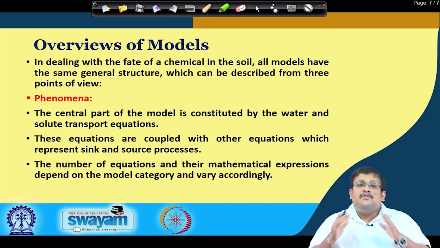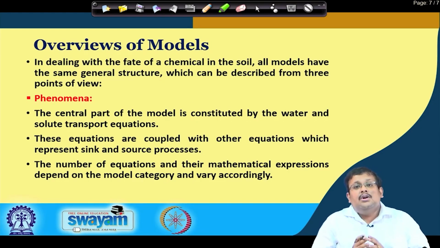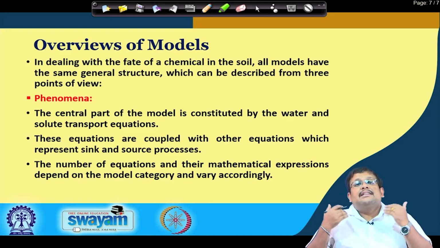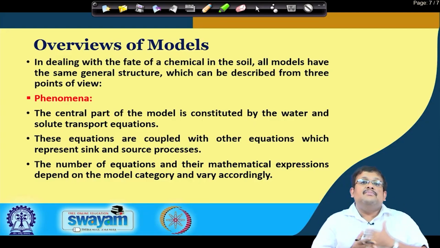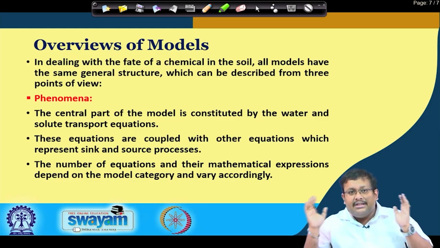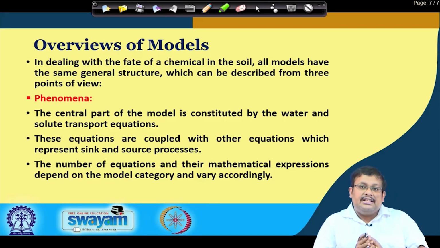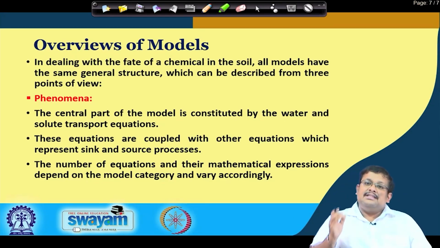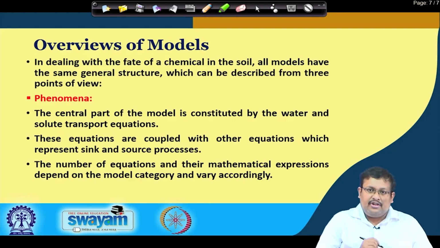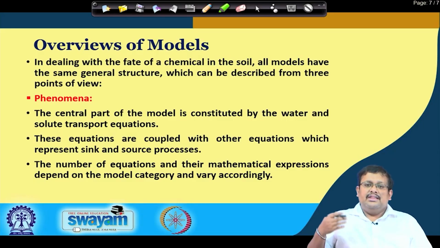Now, if we see the overview of the model, we also need to know that in dealing with the fate of the chemical in the soil, all models have the same general structure, which can be described from three points of view. If we consider the fate of the chemical pollutant in the soil, there are three major structural points. The first point is phenomena. Remember, we have talked about the phenomena, now we are going to describe the phenomena.